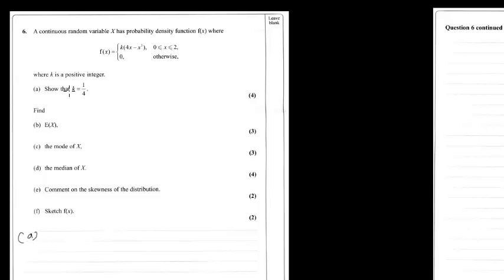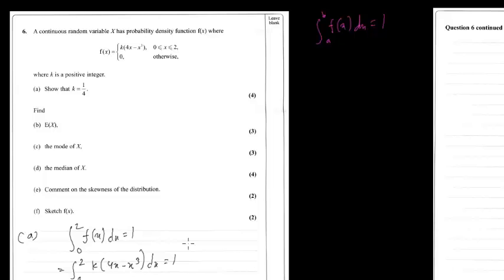Show the constant. The rule for constant is integrating f(x). That's the formula. Integration over the whole limit of f(x) dx would give you 1. So integration, the limit is 0 to 2, f(x) dx equals 1. So integrating 0 to 2, f(x) is k(4x minus x cubed) dx equals 1.